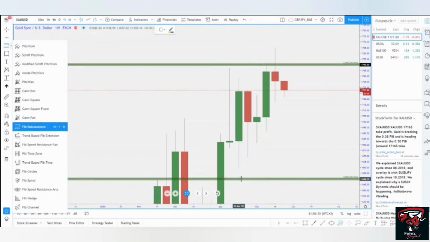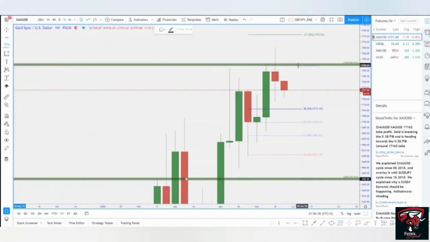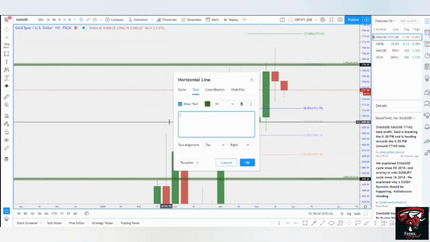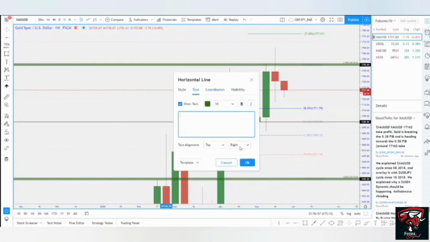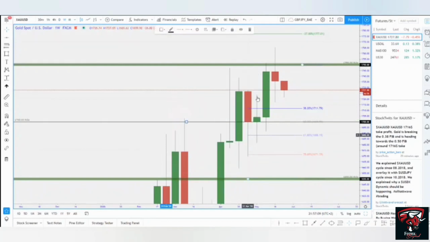Draw from line to line, support line to resistance line. Make sure that this is exactly to the T. And from there, whatever level you have on the 50%, that will be your weekly. Double tap on that, go to coordinates, round it off. If you look at that, that will be 1700 per ounce. Make sure that it's 1700 per ounce, and that should be on the left, because this is on the weekly. So all the weekly levels should be on the left.